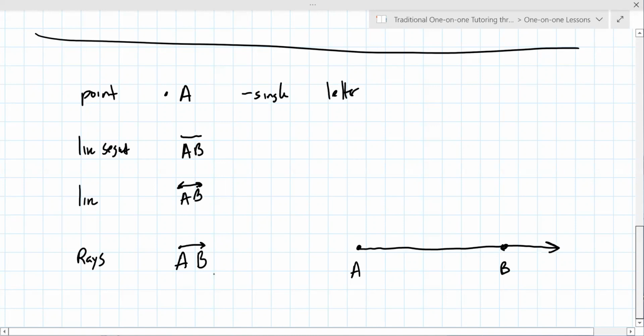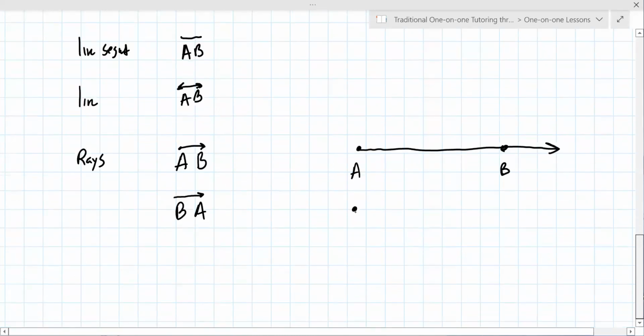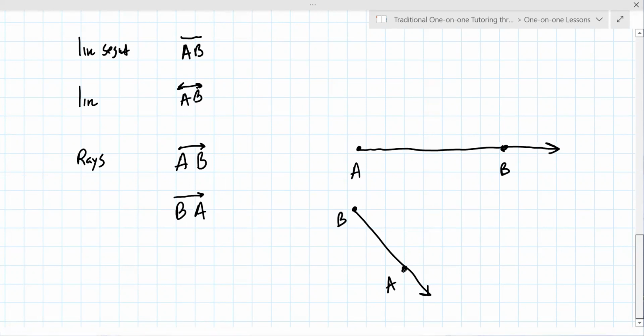Now you cannot interchange these. So B to A means this. I'll just draw it in a totally different direction. It means it starts at B and goes through A. So rays have a known starting point. That's very important, and that starting point is the first one.